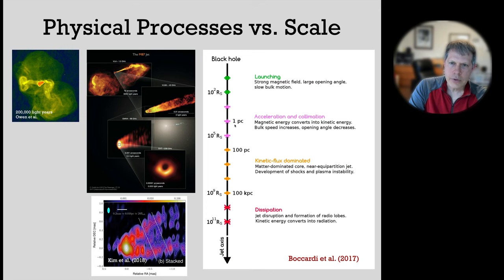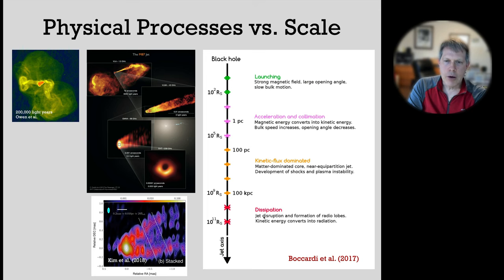Then, as you go out to substantially larger scales, out to 100 parsecs, 1,000 parsecs, kiloparsec scales, you now have a near equipartition jet, where the particles and the magnetic fields in the jet are roughly sharing their energy. Now shocks can develop in the jet, and plasma instabilities can start to occur.